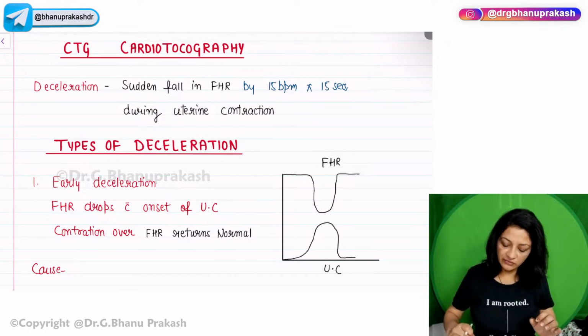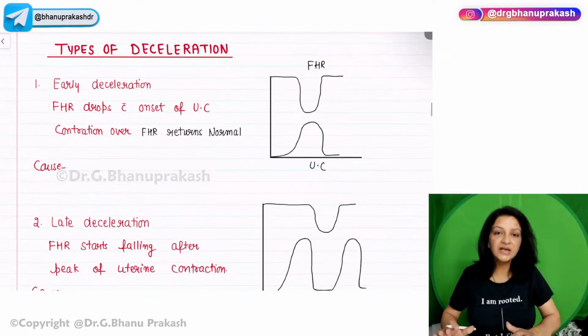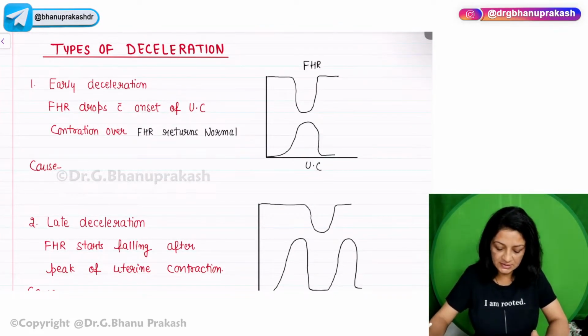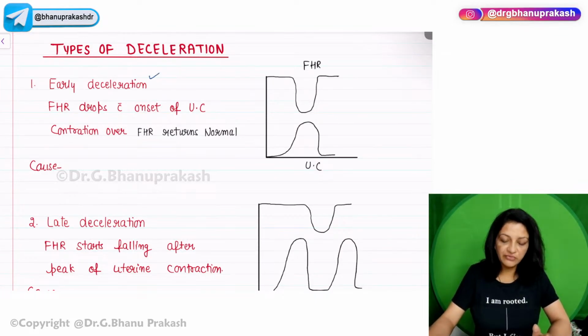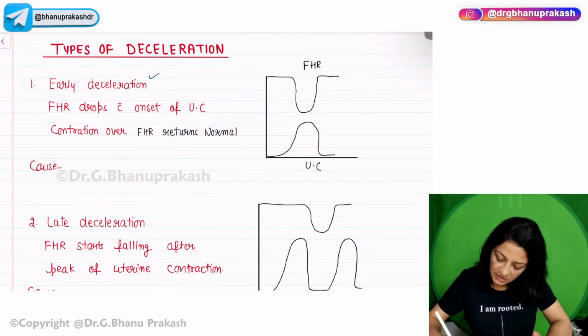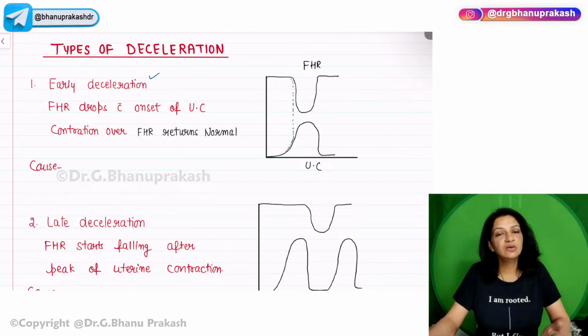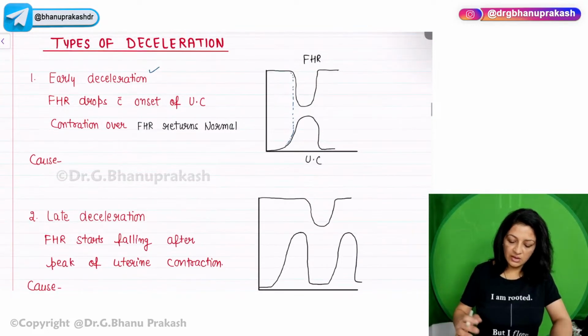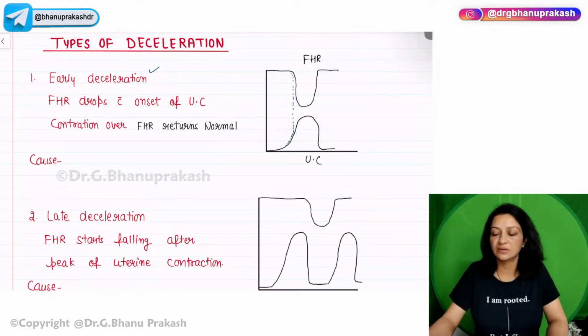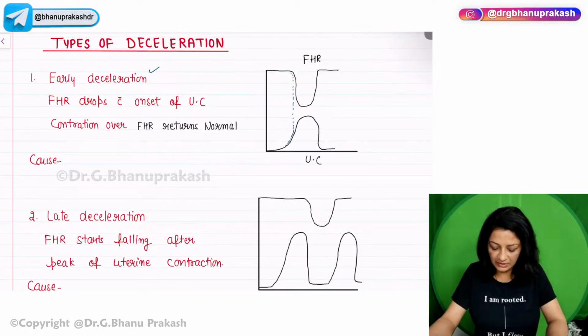So what are the types of deceleration? 3 types of deceleration. इस पे हमेशा क्वेश्चन आता है एग्जाम में. First one is early deceleration. Early deceleration means fetal heart rate drops with onset of uterine contraction. Means जैसे ही uterine contraction start होगा, fetal heart rate क्या करेगा, fall करना start कर जाएगा. And जैसे ही contraction over होगा, fetal heart क्या होगा, normal हो जाएगा. So what is the cause of early deceleration? Yes, anyone?